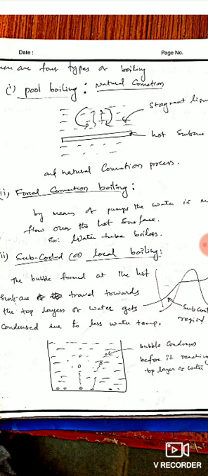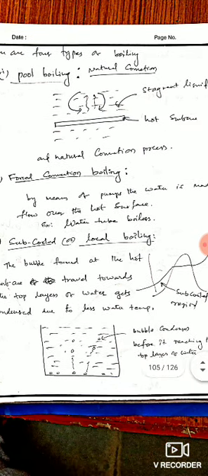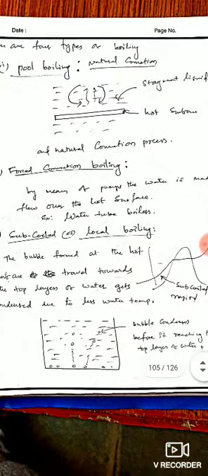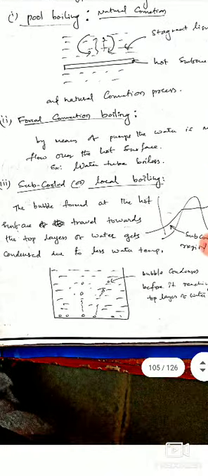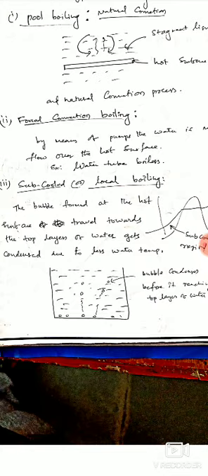Water heater is also an example for pool boiling. We keep the hot surface inside a stagnant liquid, and we keep on increasing the temperature, and heat transfer takes place from the hot surface to the stagnant liquid. That is pool boiling. And next, forced convection boiling.